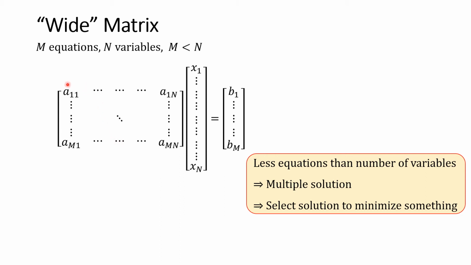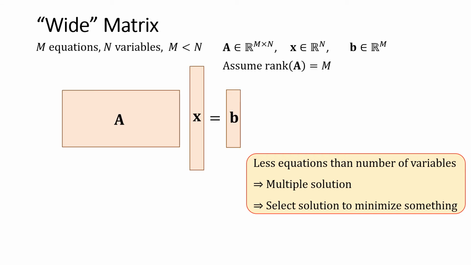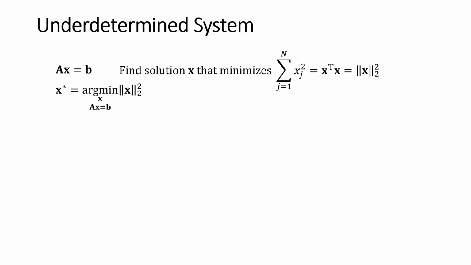I can arrange all the coefficients a11 through amn in the form of a matrix, and all the scalar variables as a single vector variable, and all the constants on the right side as another vector. This is what it looks like. And I'll assume that A is of full row rank this time, M. So we want to solve AX equals B. And since we have to find something to minimize, we choose to minimize the summation of xj squared, which is X transpose X, which is also equal to the L2 norm of X squared. So this is the objective function that we want to minimize.